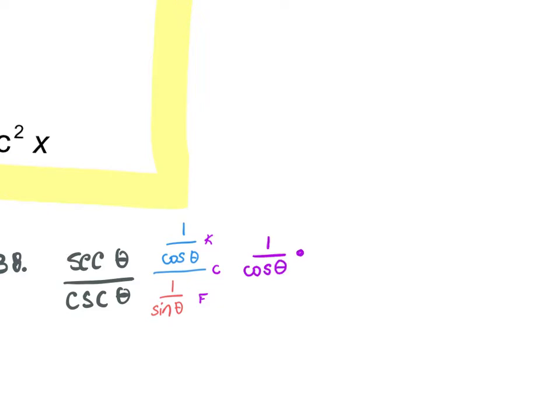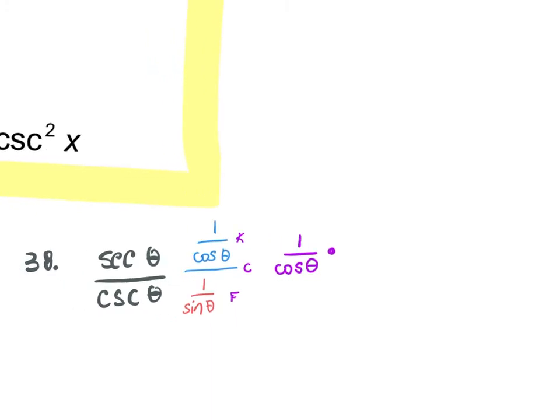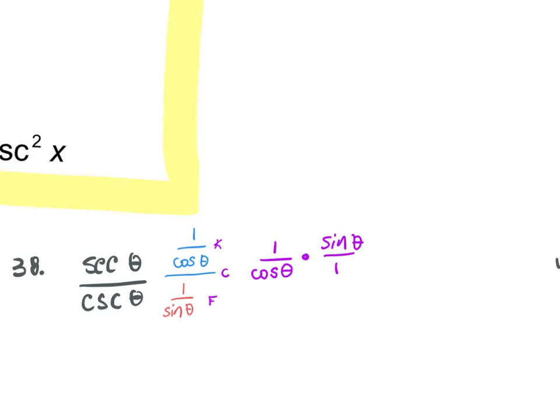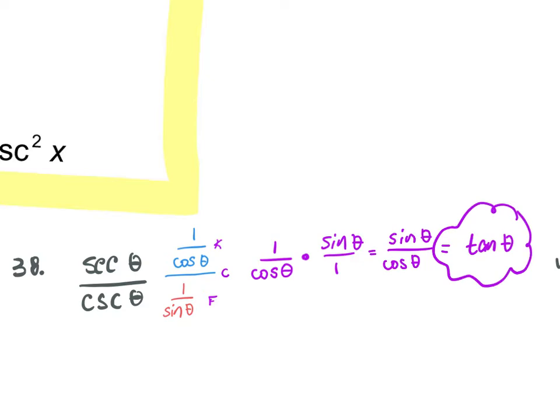Multiplication. And when I flip, 1 over sine becomes sine, good, over 1. So when I multiply those two together, I get sine times 1 is just sine of theta over cosine times 1 is cosine of theta. Guys, what is sine over cosine? Tangent. Very good. Do you see how this little puzzle can be picked apart and put back together? Yes? Okay, good. Good job.